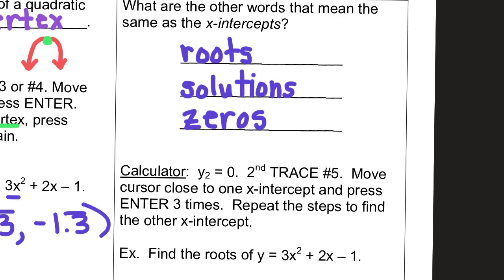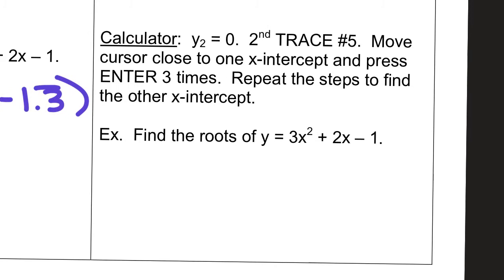To find the solutions, roots, zeros, or x-intercepts, remember in your calculator you must put for y2 it equals 0. Then you're going to do second trace number 5 because you're trying to find the intersection of y equals 0 and the function. You'll move the cursor close to one x-intercept and press enter 3 times. Repeat the steps to find the other x-intercept. Please pause the video here while you find the solutions to this quadratic equation.